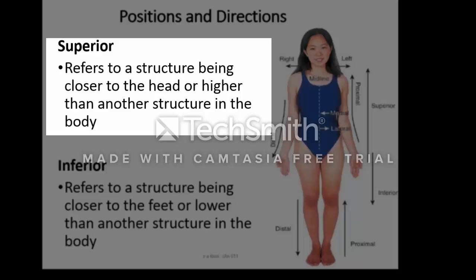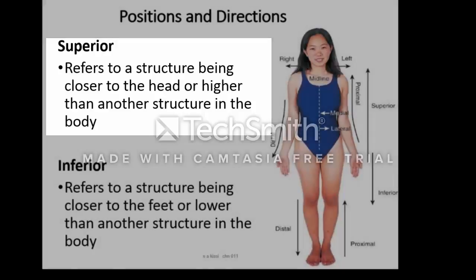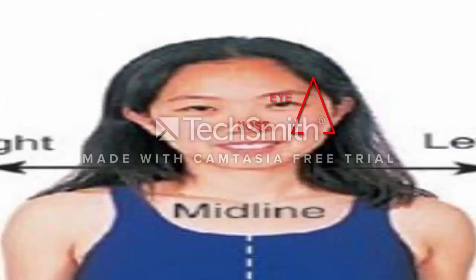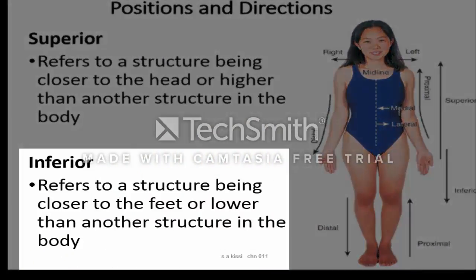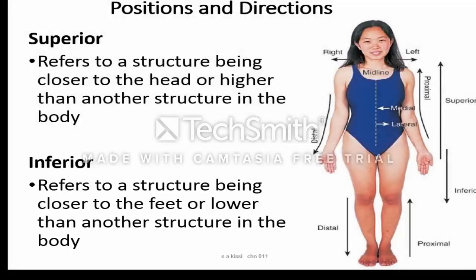So we can give an example that the heart is superior to the liver. We can also say that the eyes are superior to the nose. In the same way, the nose is superior to the mouth. And I know you can give other examples. Now, inferior refers to structures that are closer to the feet or lower than another structure in the body. So an example would be the stomach is inferior to the lungs. Can you think of any other examples?